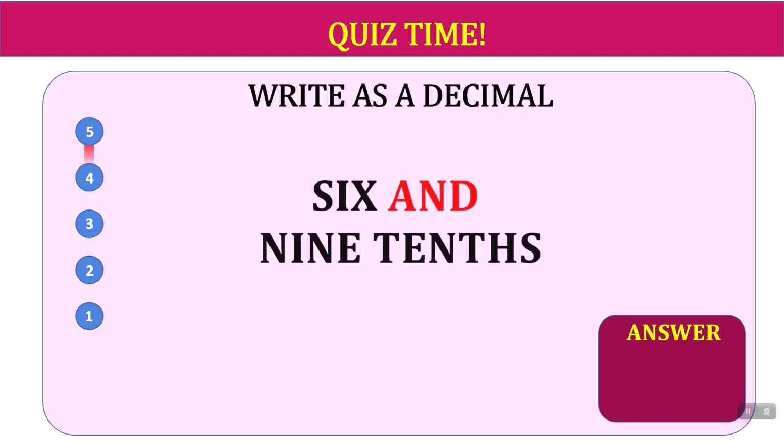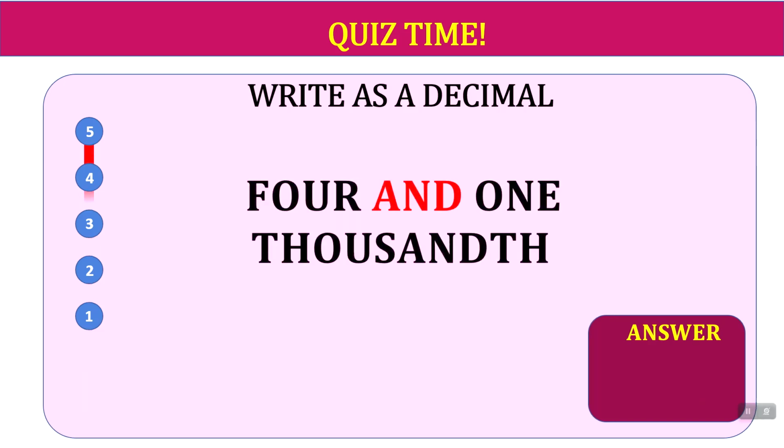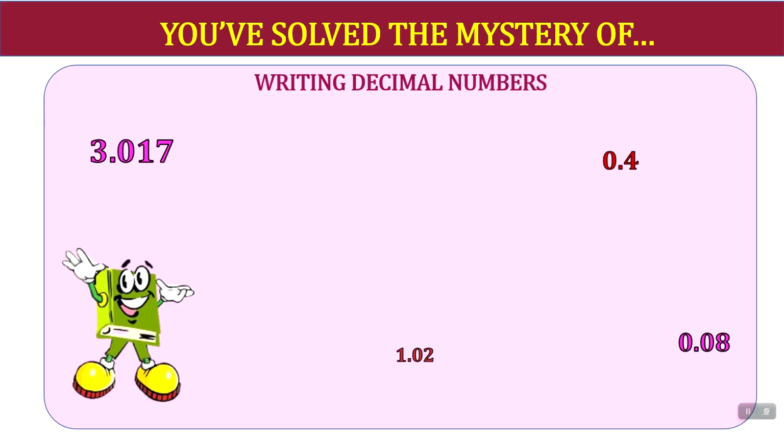Question 4. 6 and 9/10. Time's up. 6 and 9/10 is 6.9. Remember, one digit after the decimal point is tenths, and so this is 6.9. And last question, 4 and 1/1,000th. Time's up. The answer is 4.001. Remember, thousandths means we need 3 digits after the decimal point. And so 4 and 1/1,000th is 4.001. And now you've solved the mystery of how to write decimal numbers. Great job.